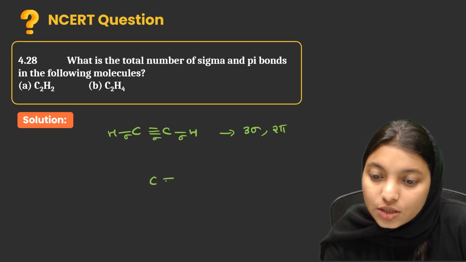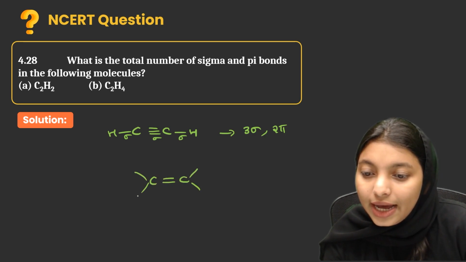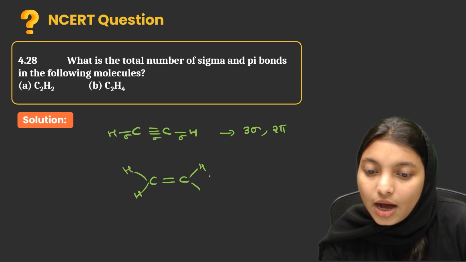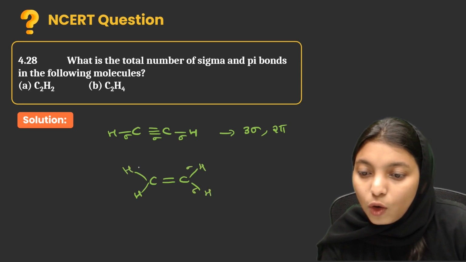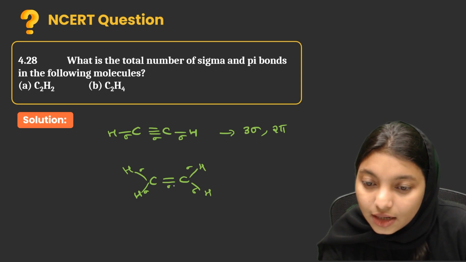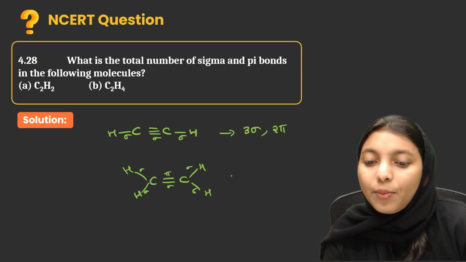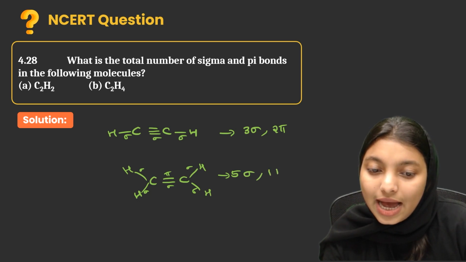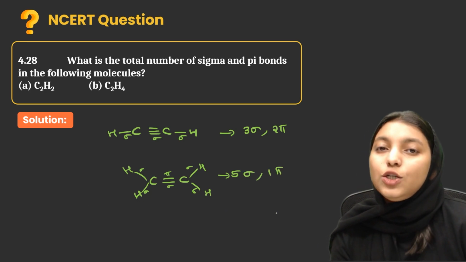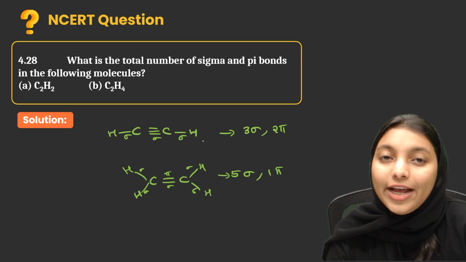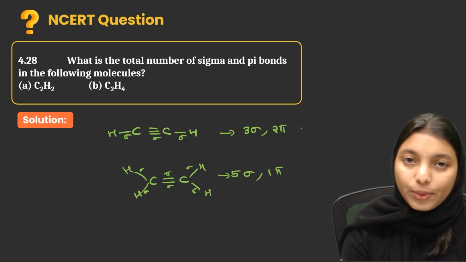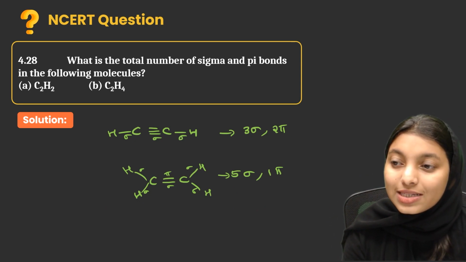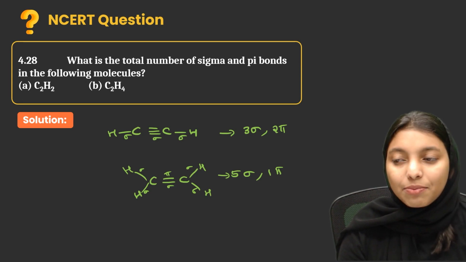And when it comes to C2H4, it will be like this: hydrogen here, hydrogen, hydrogen, hydrogen. These single bonds are sigma bonds, and here again one sigma and 1 pi. So we can say in total it will be having 5 sigma bonds and 1 pi bond in case of C2H4, and for C2H2 it will be 3 sigma and 2 pi. I hope you understood the concept. If you have any doubt, please let me know.